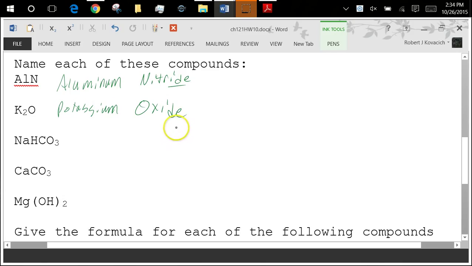How come it's not like potassium 2 or dipotassium? Because a number would indicate the charge, and the charge isn't 2, it's 1. That's a good reason. And that's just how we name ionic compounds. How about the next one? Sodium bicarbonate.